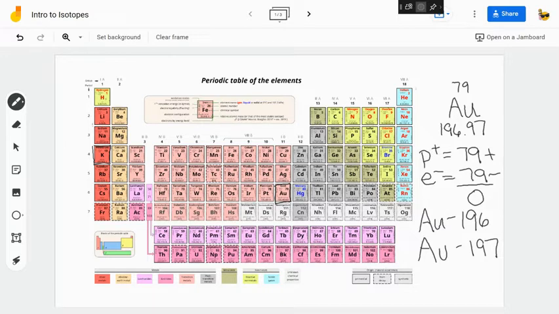So let's remind ourselves, the mass of a proton is 1 AMU. The mass of a neutron is 1 AMU. The mass of an electron is 0 AMUs. But we're going to clarify the fact that it's not actually 0. Electrons are matter, they have mass, they take up space, but they're just so small that we don't consider their mass when we're coming up with the mass of an atom.